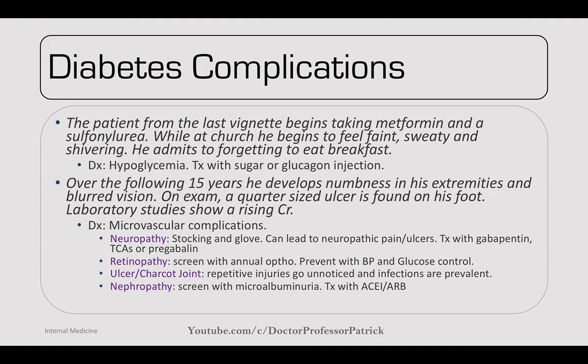And then over the following 15 years, some of the long-term complications of diabetes. He develops numbness in his extremities and blurred vision. On exam, there's a quarter-sized ulcer found in his foot, and laboratory studies show a rise in creatinine. So these are going to be microvascular complications like neuropathy. It's commonly stocking and glove. It affects the long nerves first. It can lead to neuropathic pain, and you can also get ulcers due to the lack of sensitivity. You can treat with gabapentin, TCAs, or pregabalin.